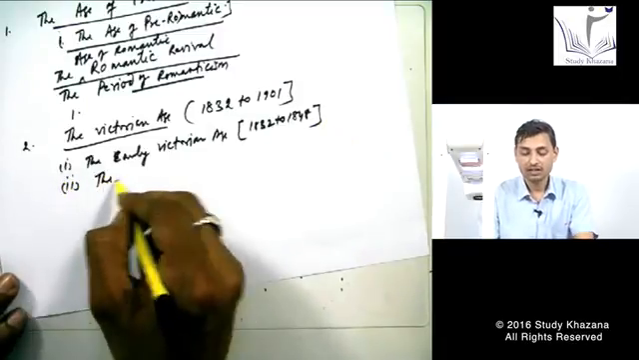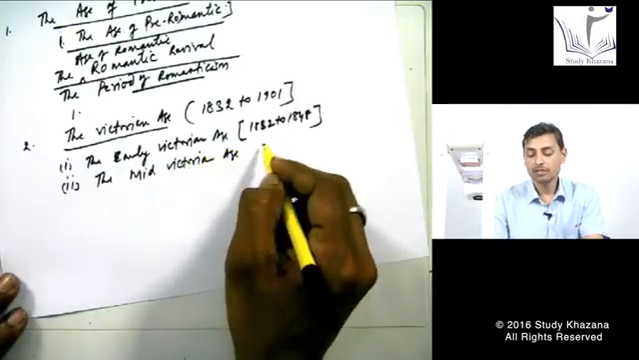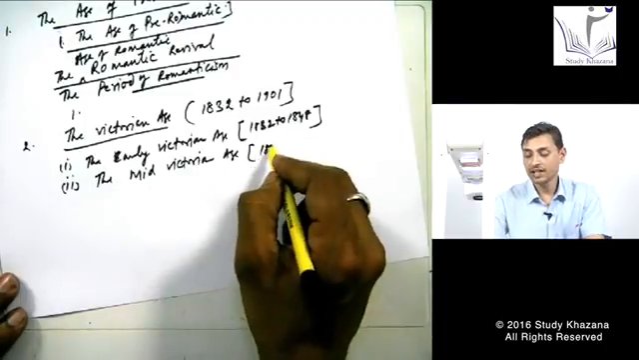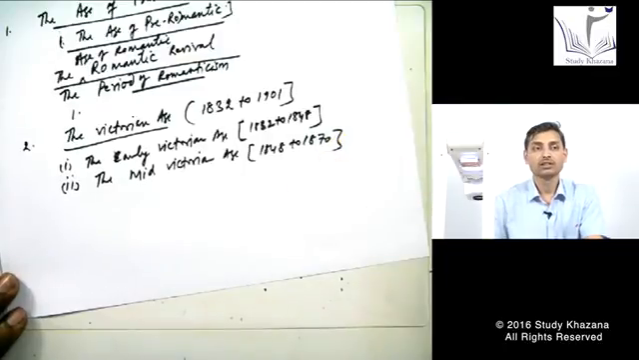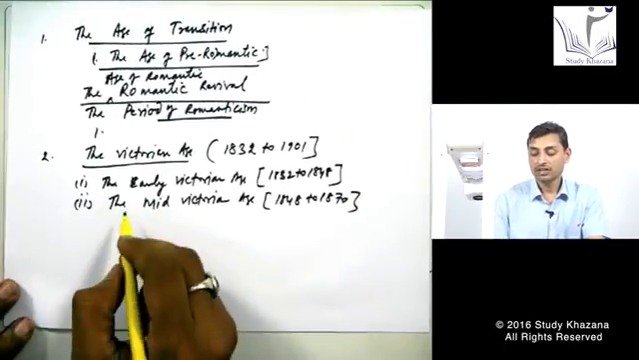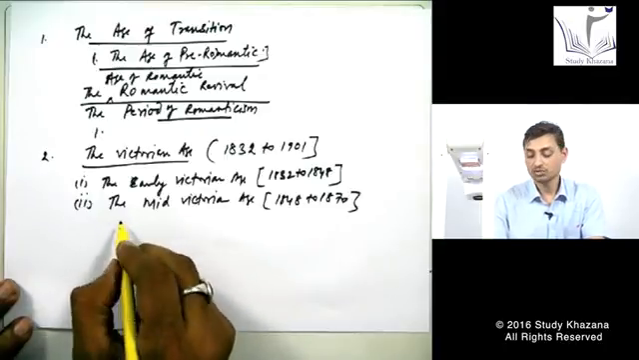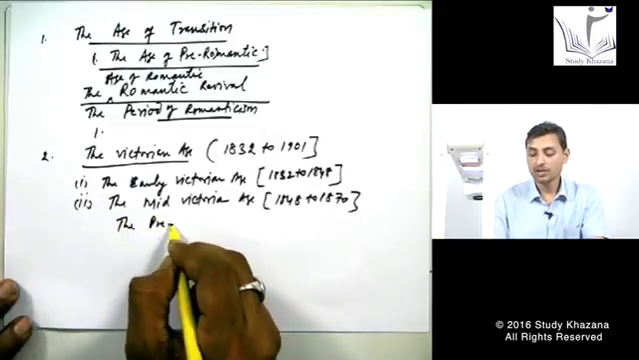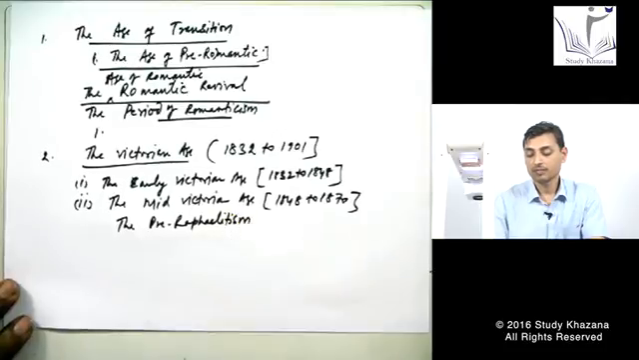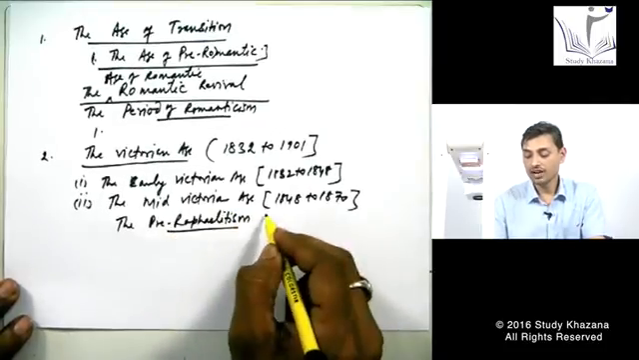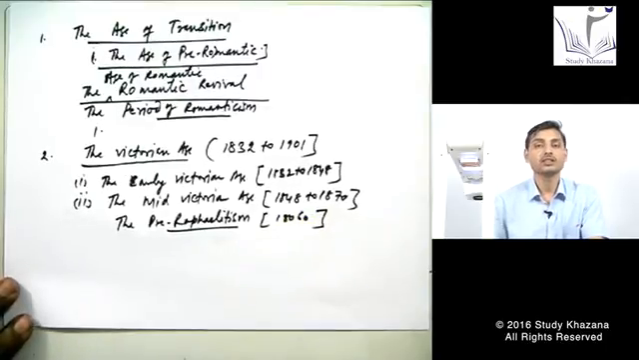The next period is the mid-Victorian age, and this spans from 1848 to 1870. It was actually during this period that a new movement started, that is pre-Raphaelitism, and this came during the decade of 1860.